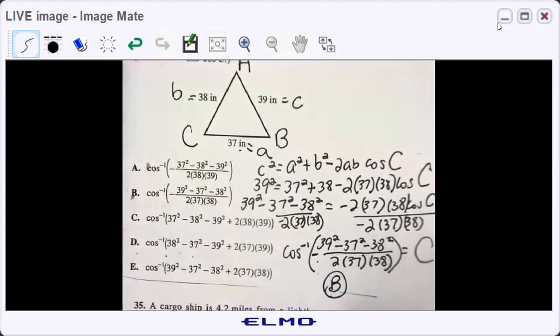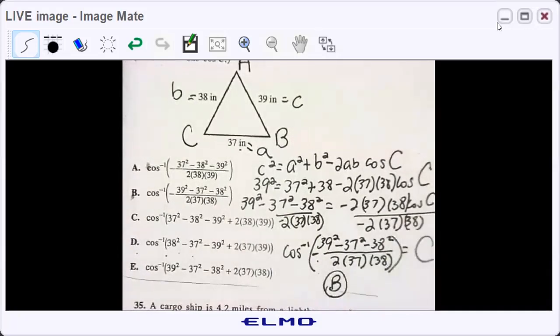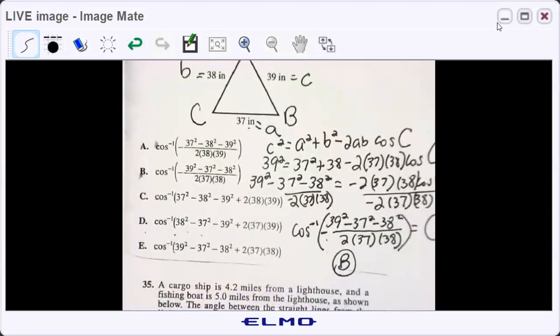So that answer's going to be choice B. Again, this is the law of cosines. And it's usually not taught to you very much, except for possibly in college trig. But the ACT knows that, and that's why they give you the formula.